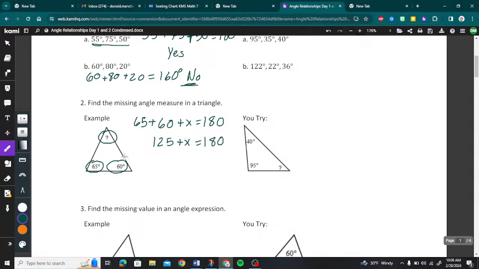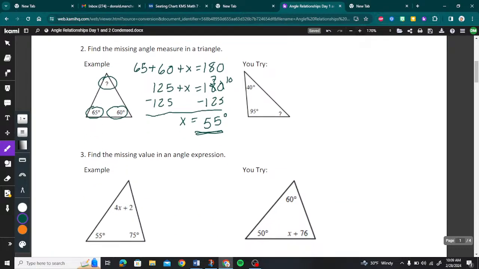And then we subtract 125 from both sides. 180 minus 125: 10 minus 5 is 5, and that means that this is 17. 17 minus 2 is 5, so that would be 55 degrees. So the missing angle is 55 degrees. Now I have an example for you to try.